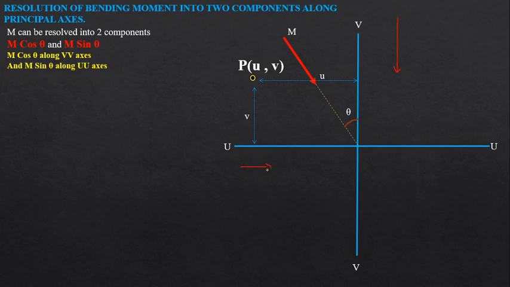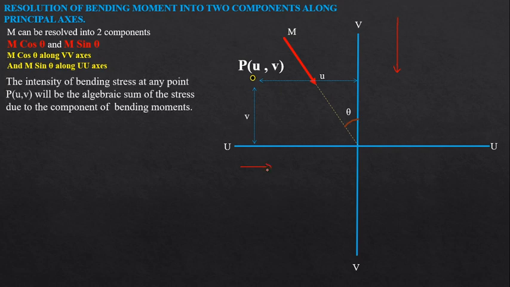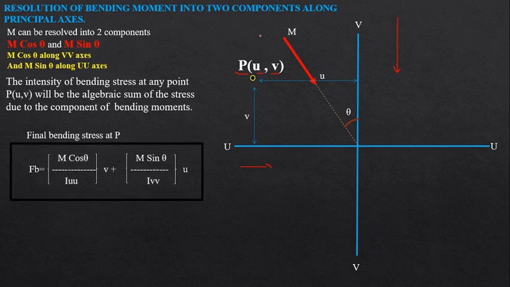So the intensity of bending stress at any point, this is your point P, with coordinates u and v, will be the algebraic sum of the stress due to the components of bending moment. So the final stress will be fp equal to M cos theta upon Iu times v, where v is our coordinate, plus M sin theta upon Iv times u. This is the formula for the final bending stress.